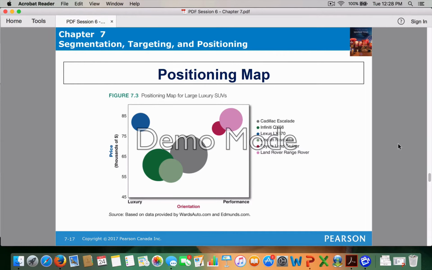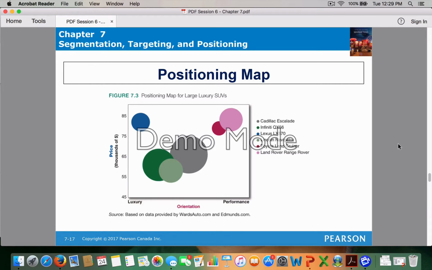So here's an example of a positioning map, taking a look at price and sort of luxury performance of luxury SUVs. And you can see that the green dots that represent Lincoln, Infiniti, and Cadillac are very closely overlaid. They are more directly in competition with each other. They're in less direct competition with, say, Toyota and Land Rover, which are on the right hand upper quadrant of the map. Toyota and Land Rover are very clearly competing with each other.